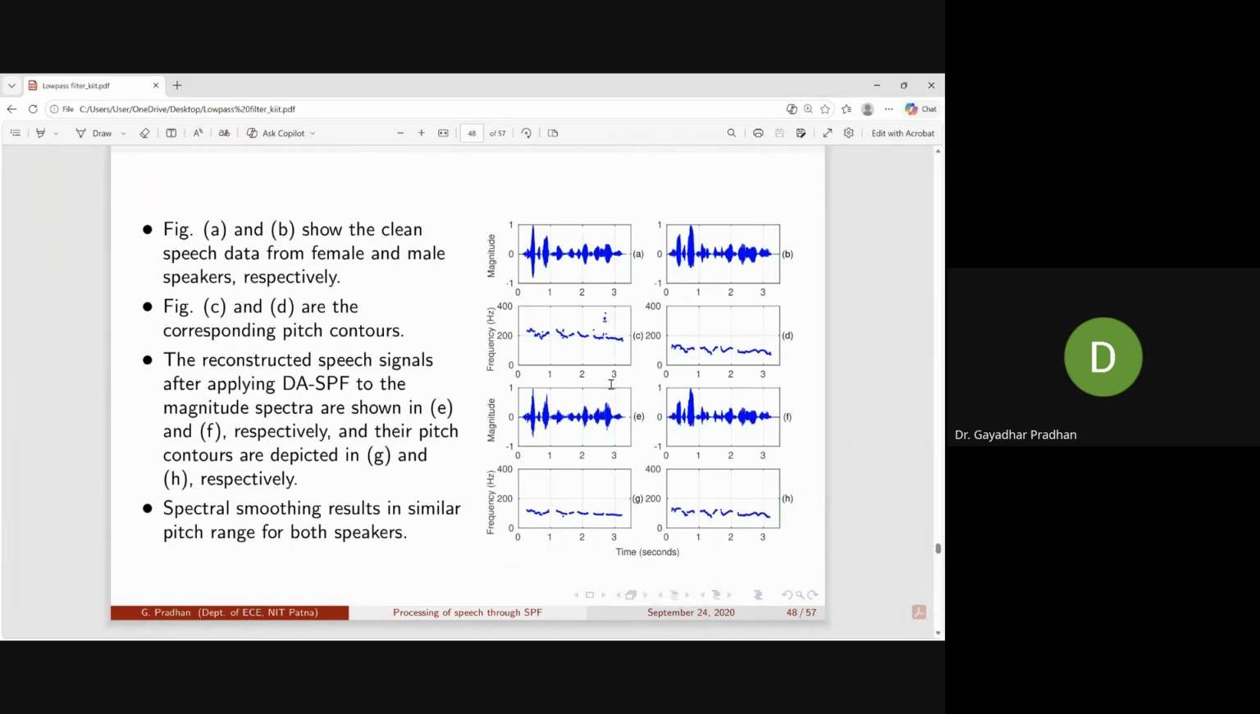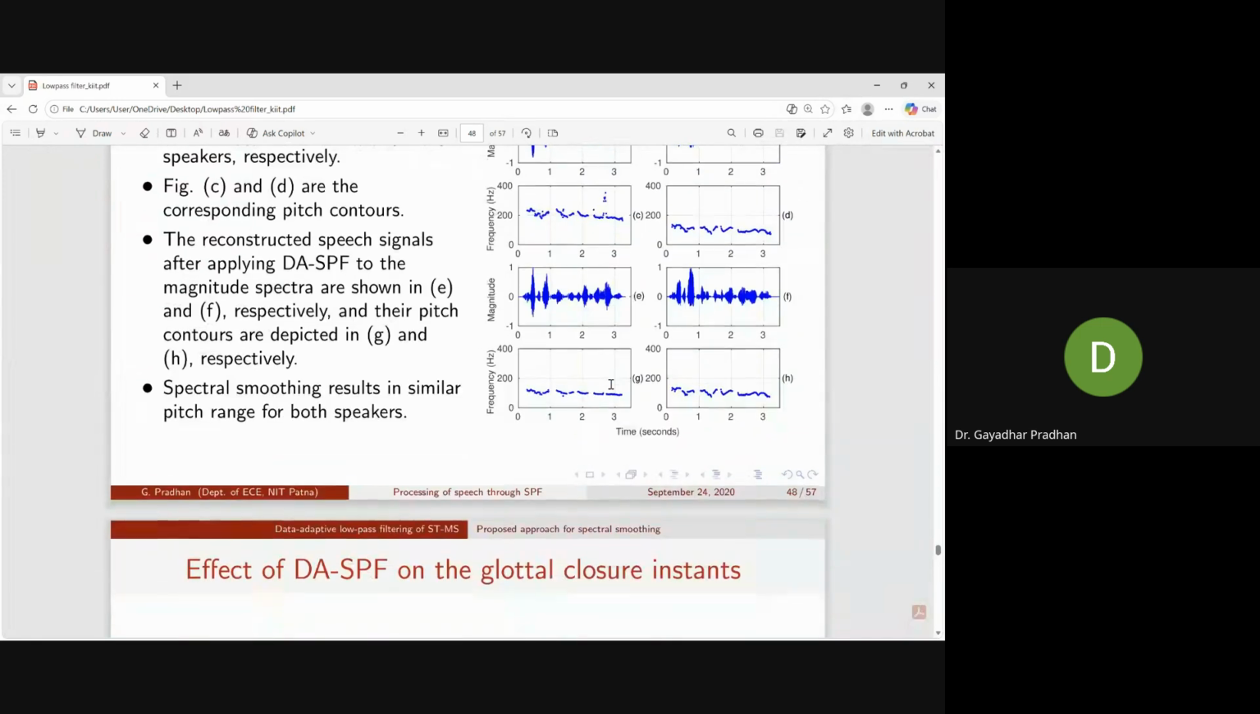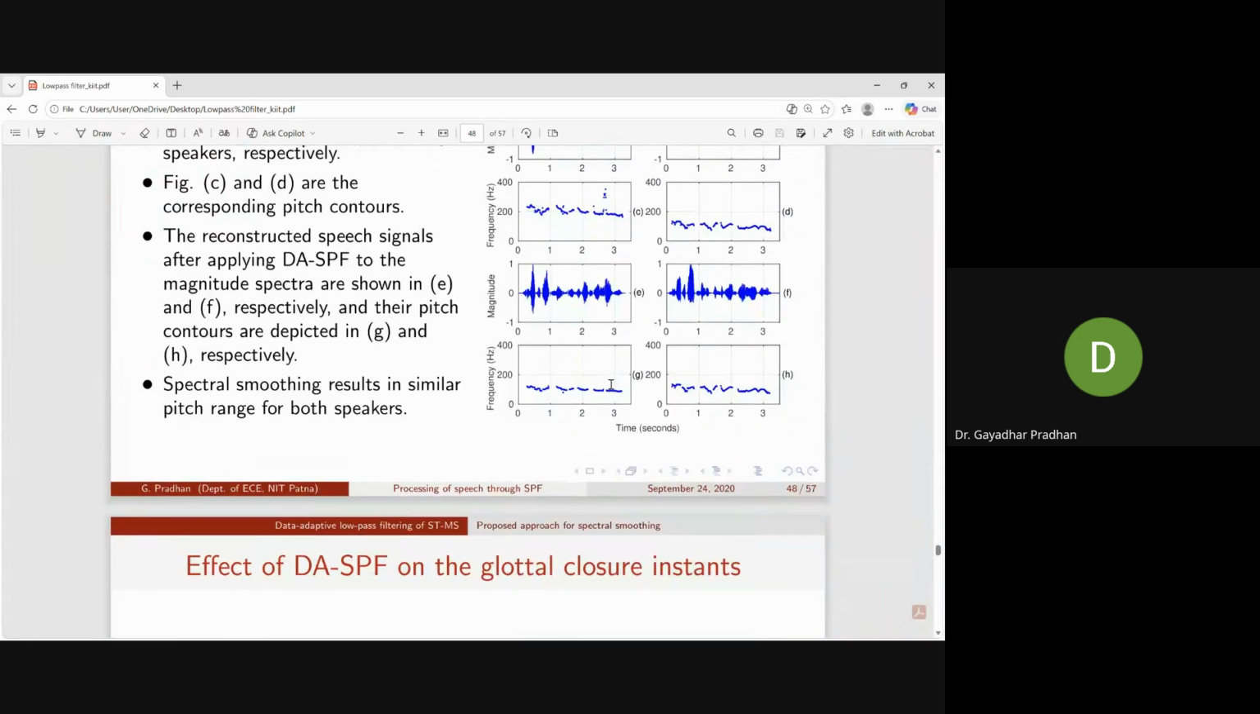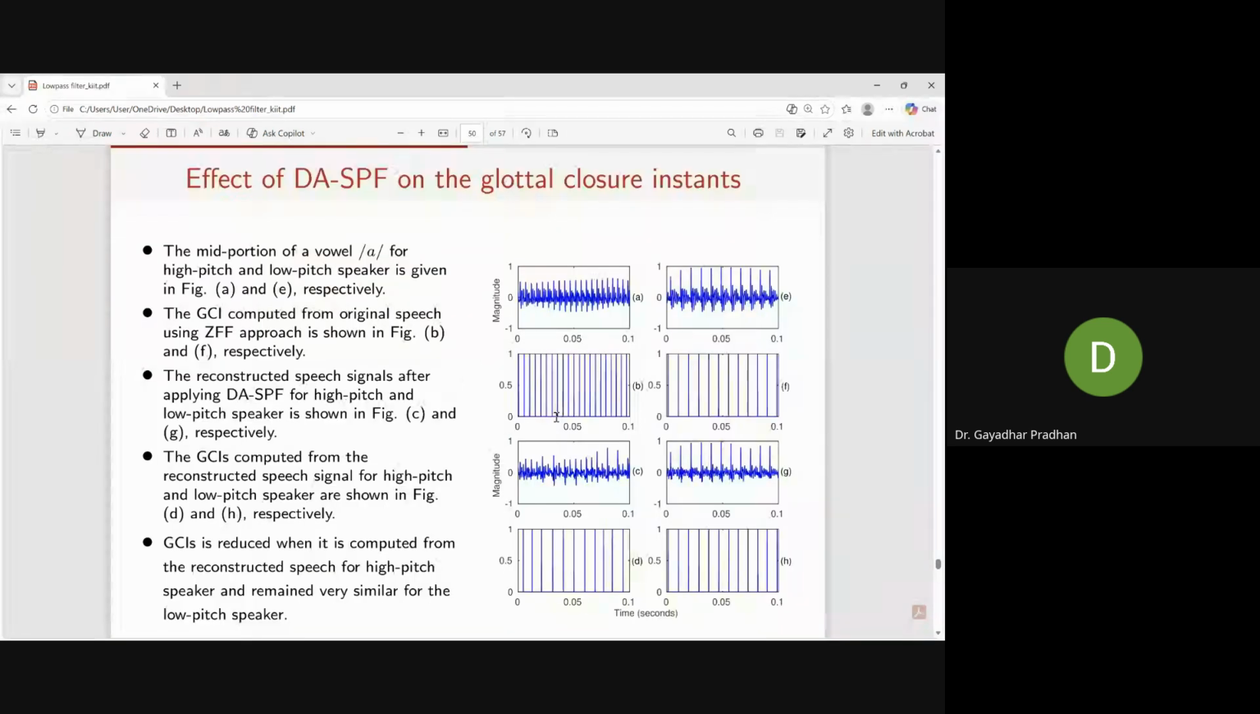If you know the overlap and add method, I'll go to the frequency domain. I'll apply filtering to the spectrum. Then again, through inverse Fourier transform, I can come back to my time domain. This is the thing we have seen while analyzing.